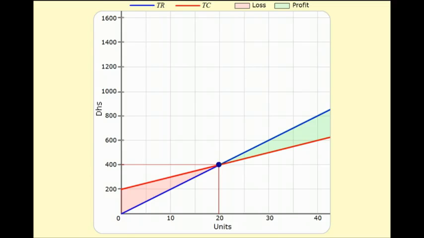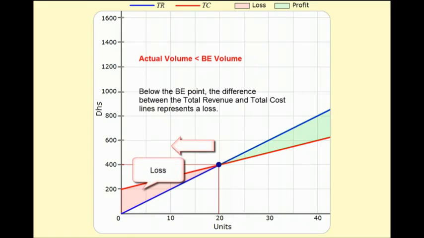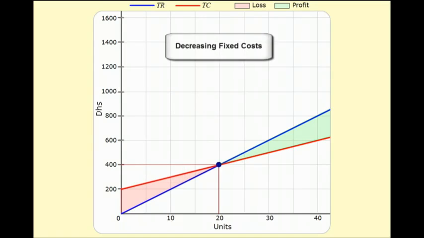Now we're looking to the left of the break-even point, area shaded in red. Here we didn't generate enough revenue to take care of our costs. If your actual volume is less than the break-even volume, then it means that you're not selling enough to cover your expenses, so you have a loss. Let's take a closer look at what break-even analysis is telling us.